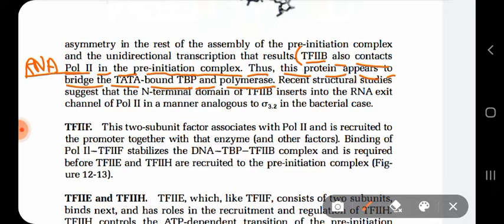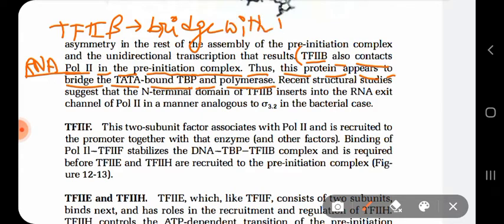So what does TF2B do? It is forming a linkage, it is forming a bridge with TBP, that TBP which is already associated with the TATA box, and the RNA polymerase II.